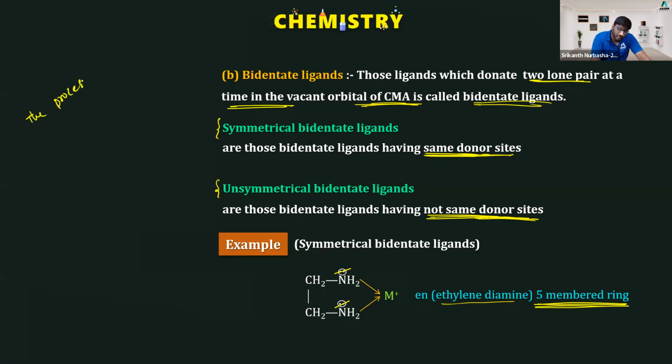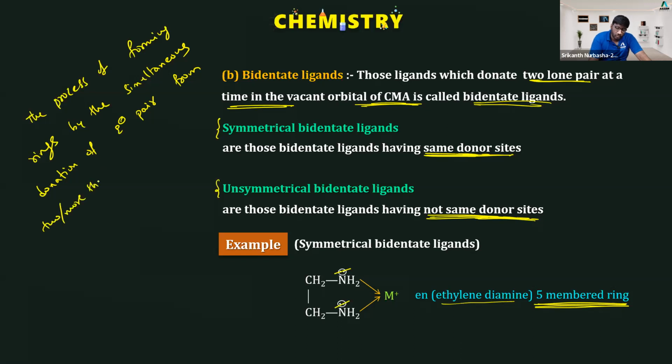The process of forming rings by the simultaneous donation of electron pairs from two or more than two atoms from the same ligand leads to chelation. The process of forming rings by the simultaneous donation of electron pair from two or more than two atoms from the same ligand is called chelation.